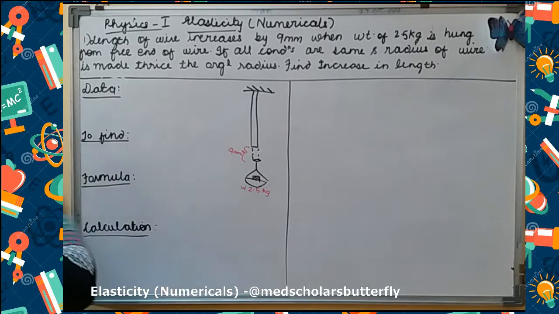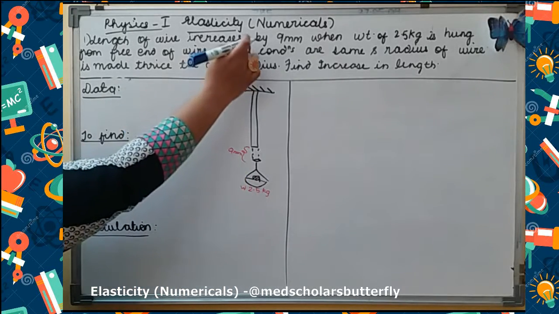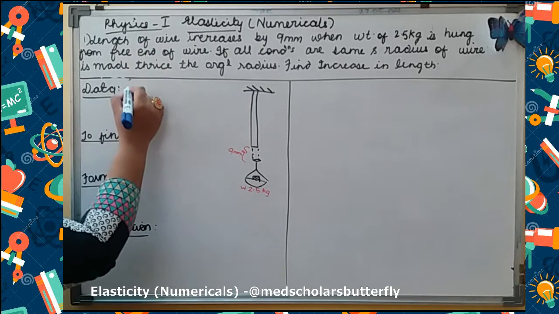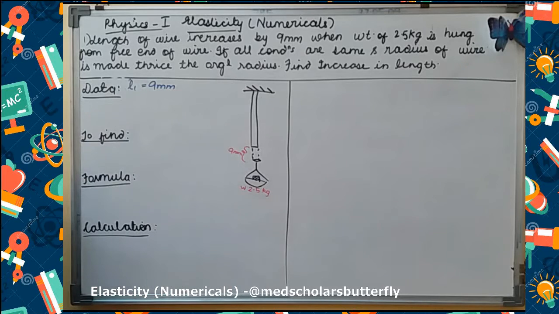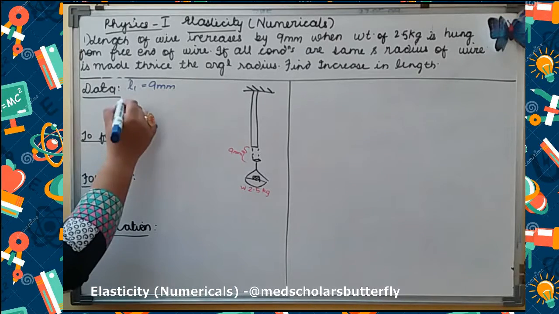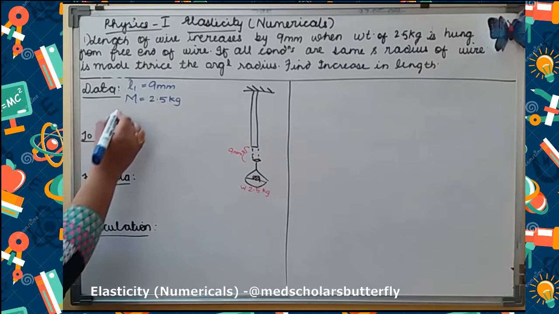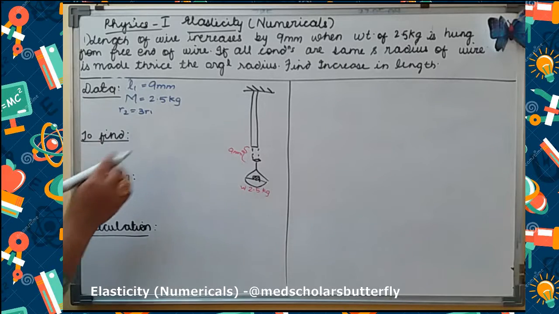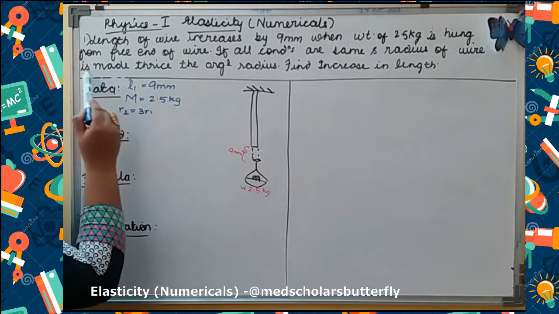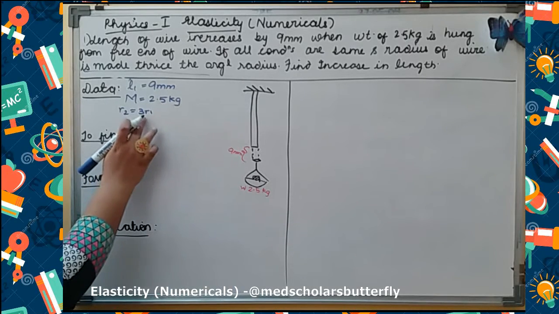Let us first write down the data given to us. First, this elongation is given, the length of wire extension, so L1. Then mass is given as 2.5 kg. The condition of radius is given: R2 is equal to 3 R1. That is, the radius of wire is made thrice the original radius. Original radius is R1.